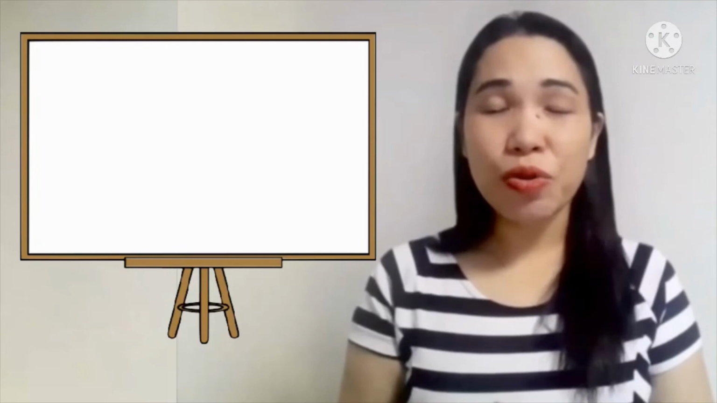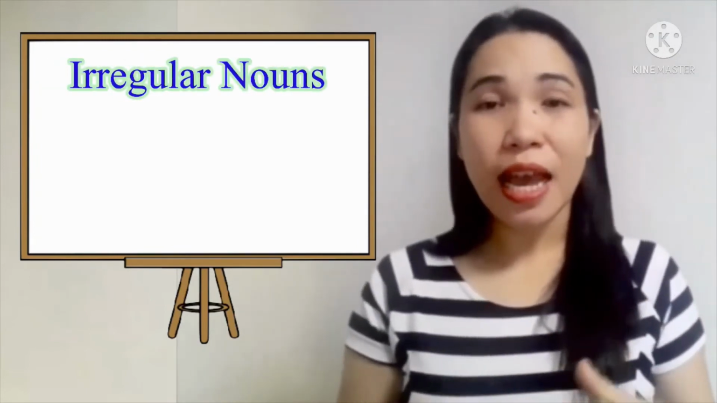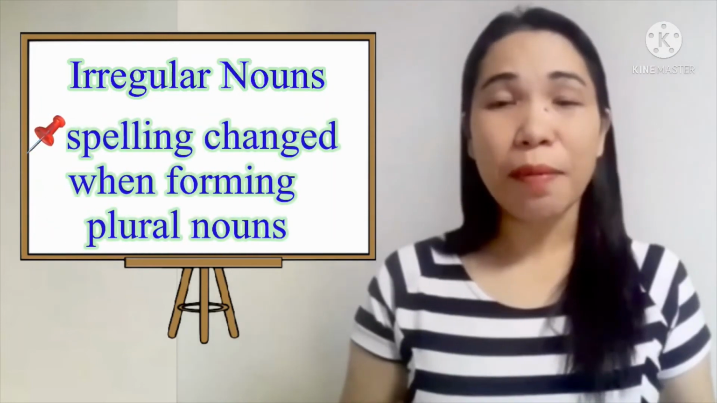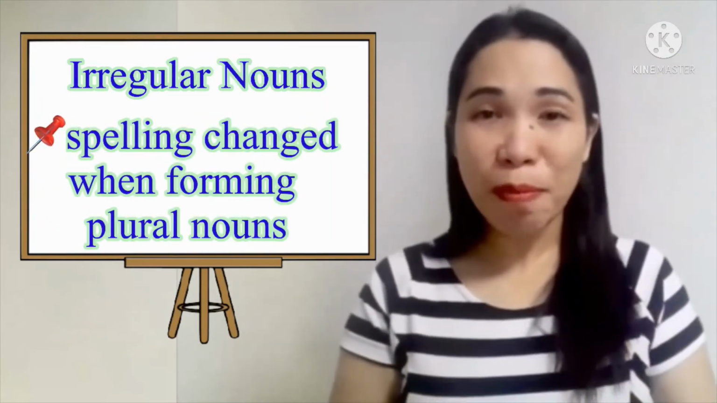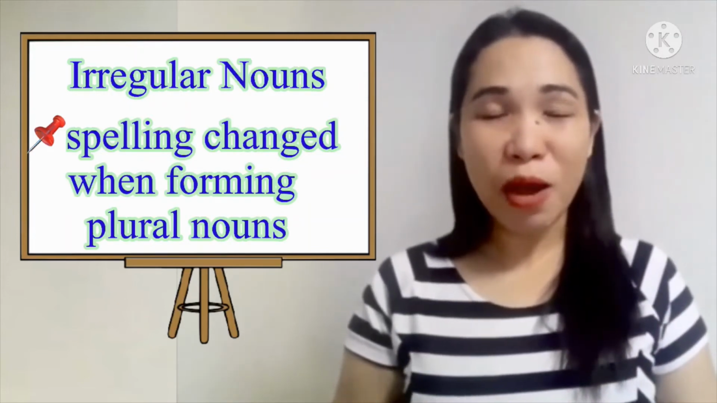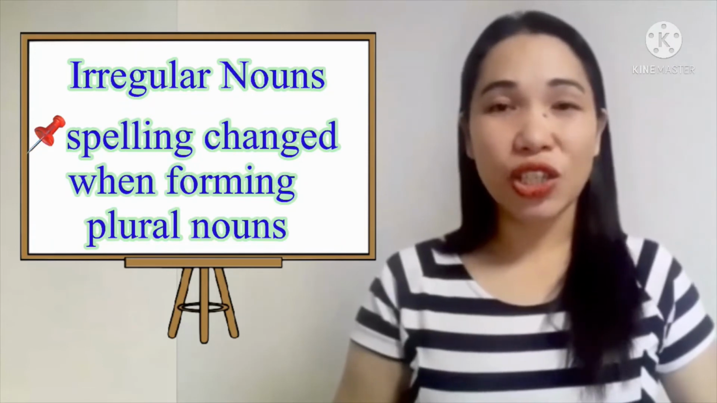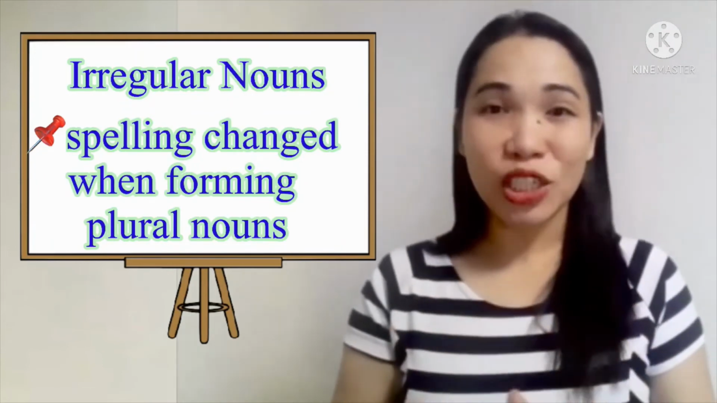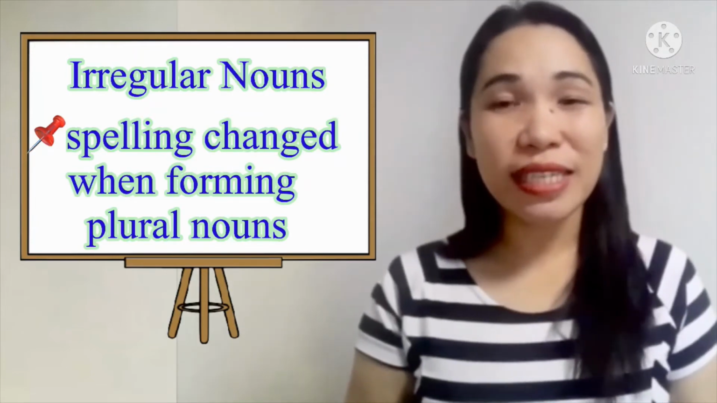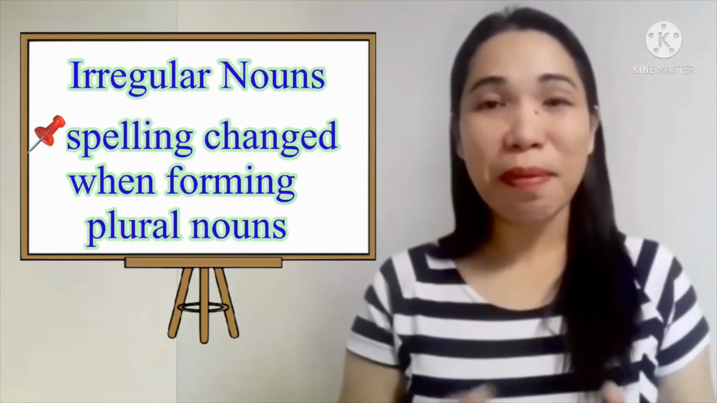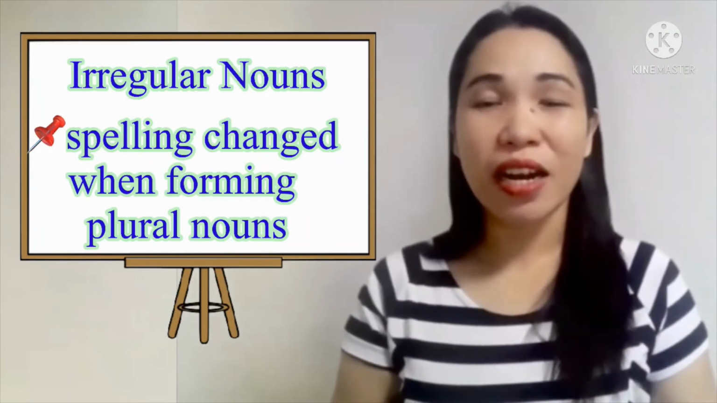Now, let's go to irregular nouns. So, pag sinasabing irregular nouns, that means ang singular form niya, magiging different spelling na siya pag gagawin nating plural. So, magkaiba na yung pagkakasulat. So, halimbawa, ang child, kung isang child lang, we can say child. Pero pag nagiging marami na ang child, we will not say childs. Instead, we would say children.